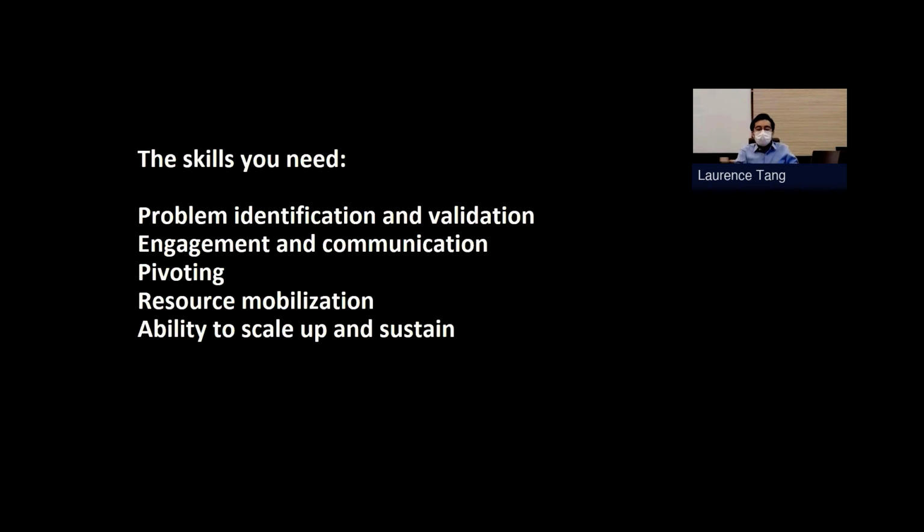The ultimate goal of knowledge exchange is to bring impact to reality, right? So it's always better if we can scale up to benefit a wider community and make it sustainable.